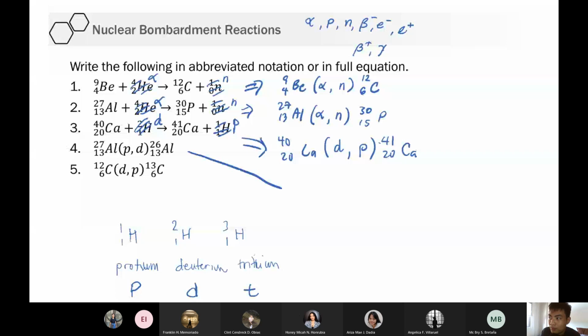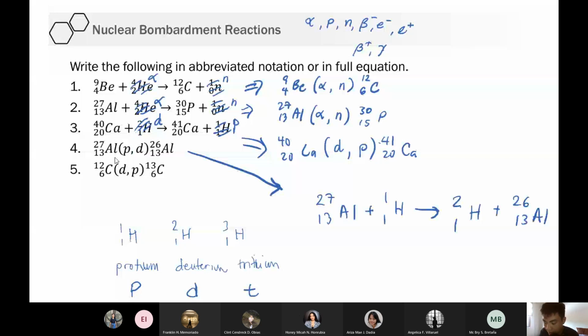27-13 aluminum, proton, deuterium, 23-13 aluminum. Okay, so anong gagawin mo dito? Just follow kung ano yung ginawa natin dito, but in reverse. Anything on the left side is the reactant, anything on the right side is the product. So 27-13 aluminum plus the proton. On the right side, you have the D, which is deuterium, plus aluminum. Okay, so ganun lang. Balance na yan.